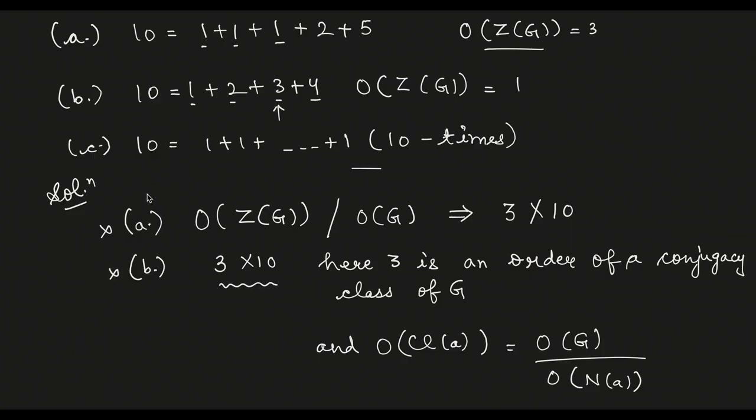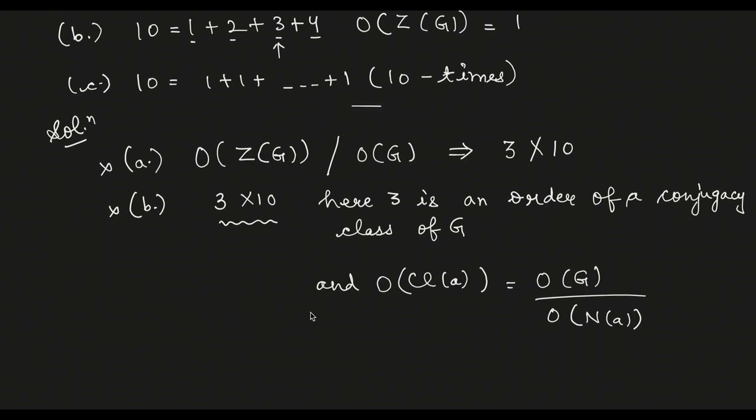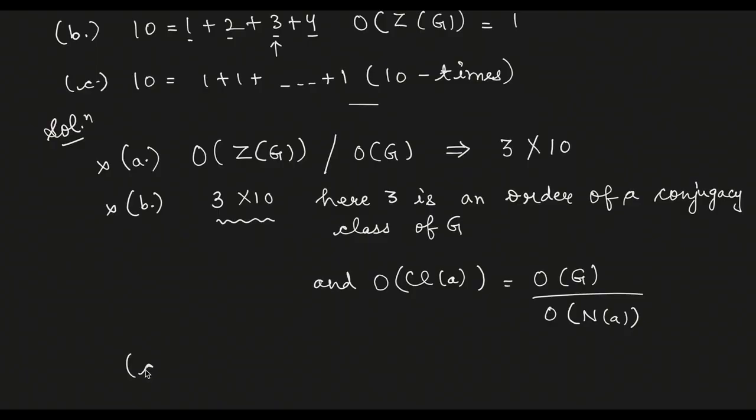In option C, this can be the class equation of which group? Z10. The class equation of Z10 is 10 is equal to 1 plus 1, and so on till 1. So the answer will be option C.